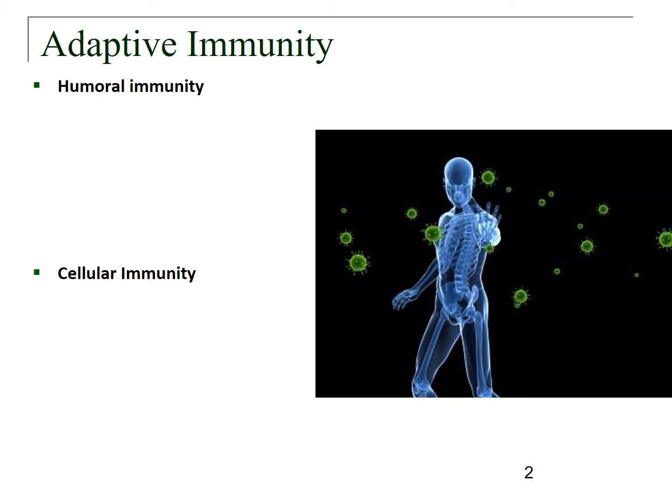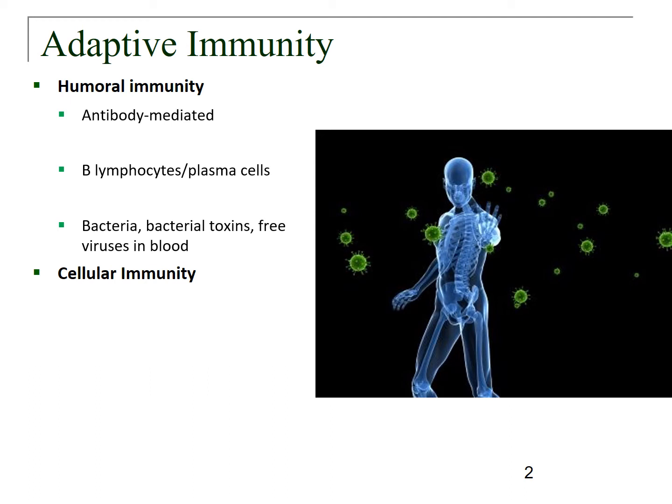So adaptive immunity has two components to it, humoral immunity and cellular immunity. Humoral immunity is basically substances that are flowing in the blood plasma. And so this means that humoral immunity is going to be antibody mediated. And so these antibodies are going to be produced by B lymphocytes or plasma cells. And antibodies are going to respond to bacteria, to bacterial toxins, and to free viruses in the bloodstream.